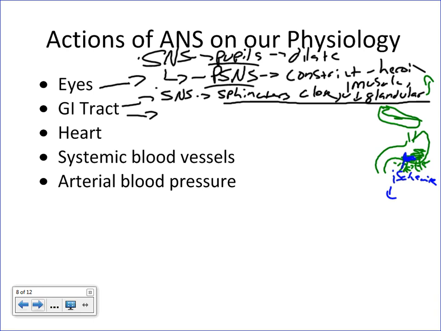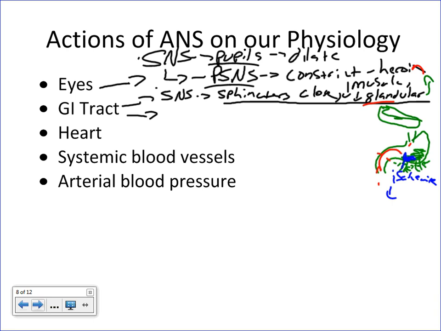Again, dual innervation. It's going to increase peristalsis, increase glandular activity, and that's going to cause the sympathetic nervous system to lower its activity to this area, and that'll make the sphincters open and allow the passageway of food from point A to point B and C and so on.